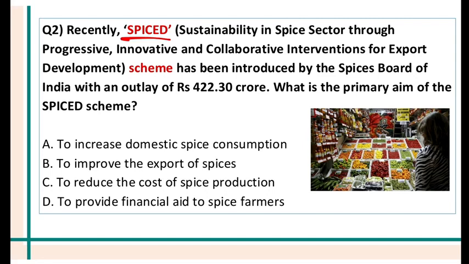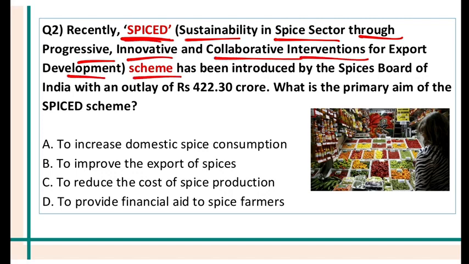Recently SPICE, sustainability in spice sector through progressive, innovative and collaborative interventions for export development. This is the full form of SPICE. The SPICE scheme has been introduced by the Spices Board of India. A total of 422 crore rupees will be spent on the scheme. So what is the main aim of the scheme? Why has the SPICE scheme been launched recently? It is to improve the export of spices.